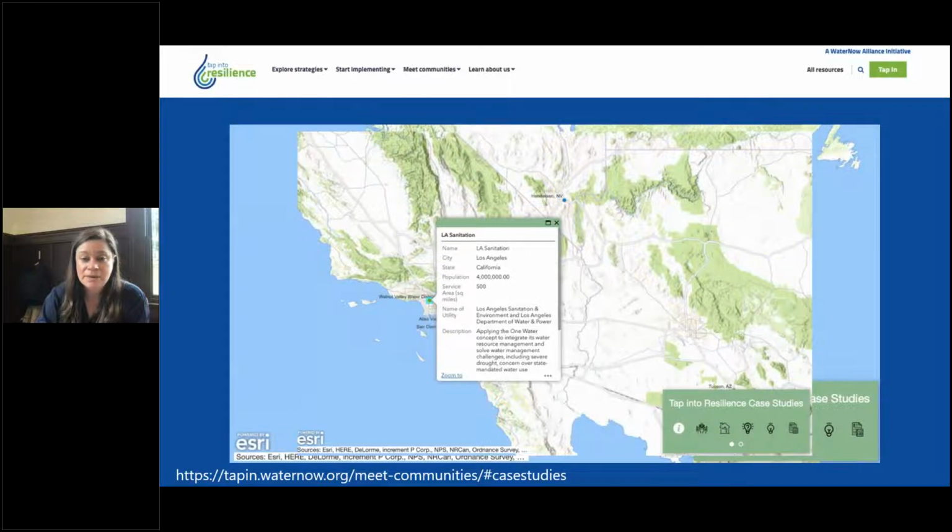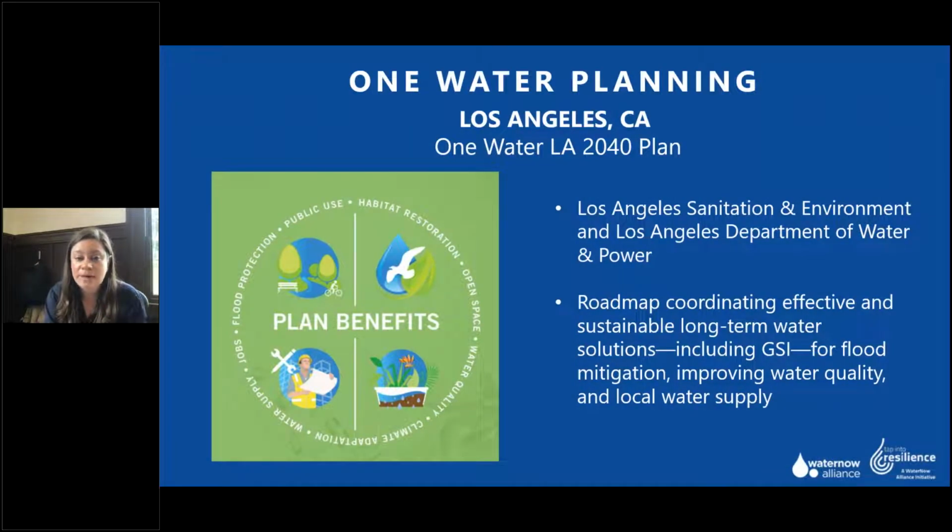So on the next slide, we can see an overview of LA's One Water Plan, which was developed by two agencies, LA San and the LA Department of Water and Power, really to be a roadmap for coordinating long-term water solutions to mitigate local flooding, improve water quality, and create local sources of water supplies. And green infrastructure investments that Janet was talking about on both public and private property are among the strategies LA has identified for meeting those multiple goals.